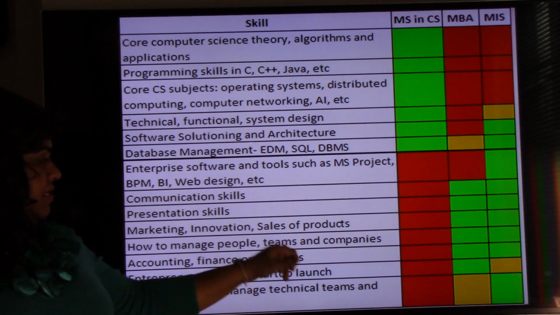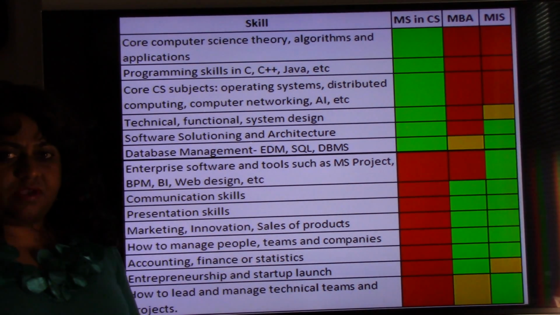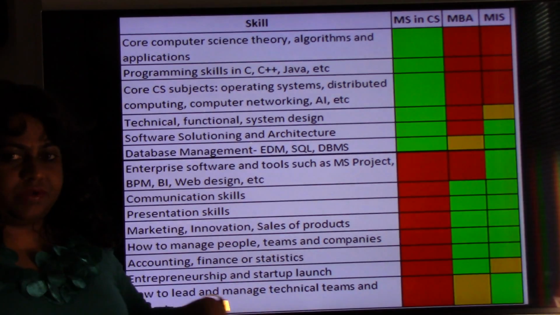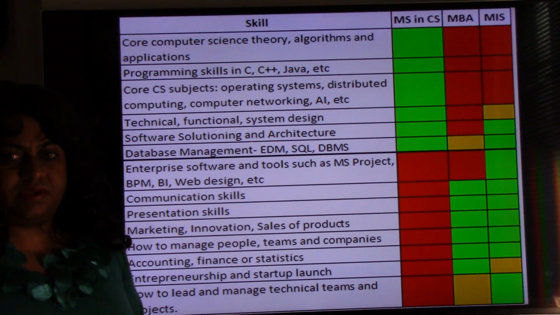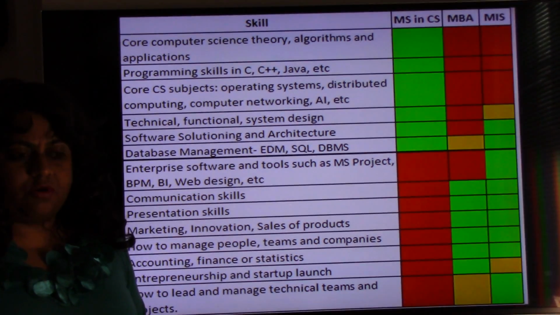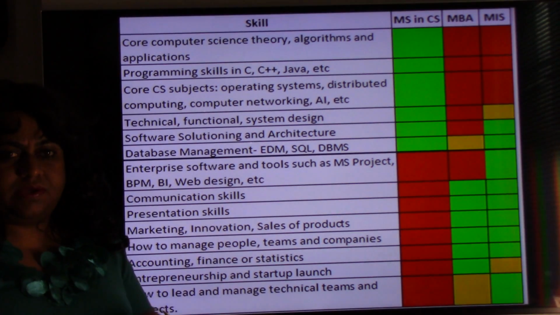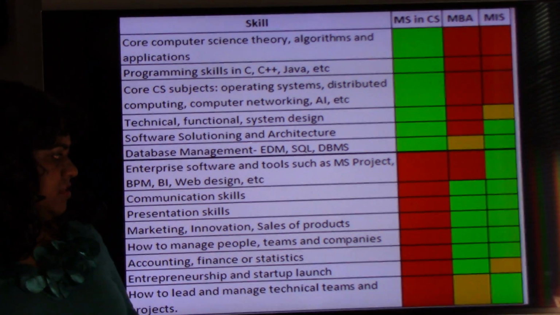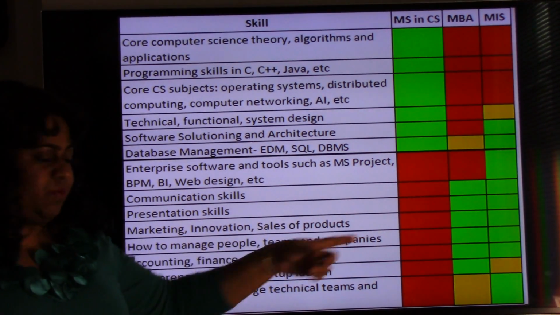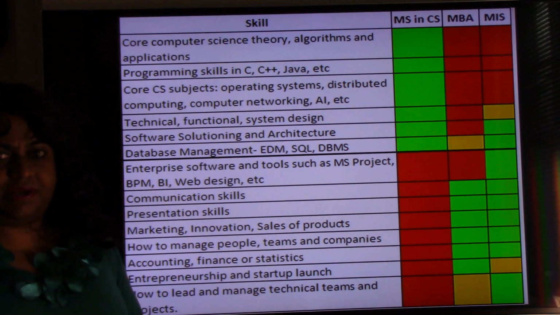How to manage people, teams, and companies. So for that, MBA is the best suited, and MIS will also help you a lot because you will know how to manage people and companies and also a little bit about systems. So if you do an MS, then you probably won't really know much about how to manage people and companies.